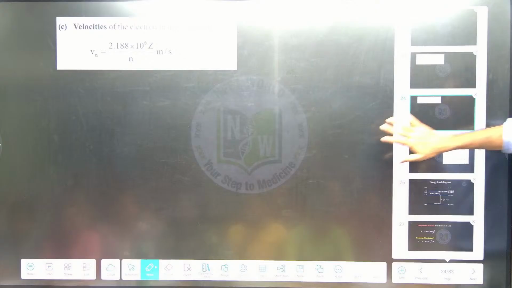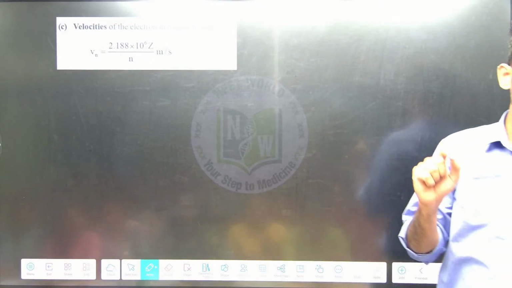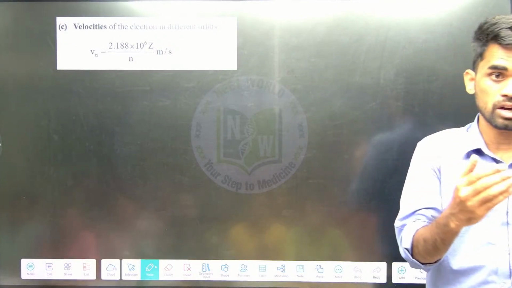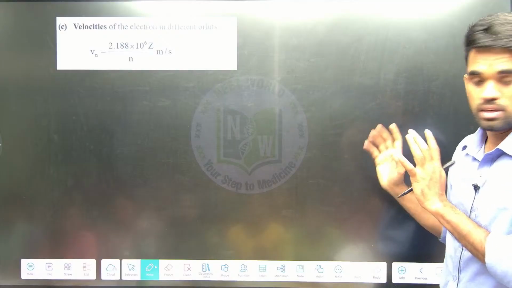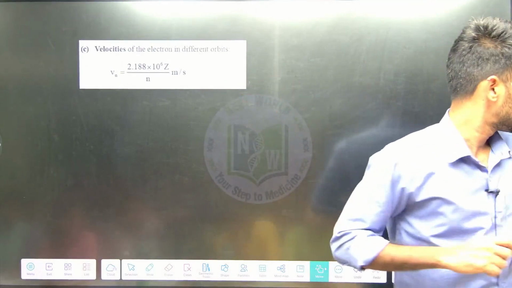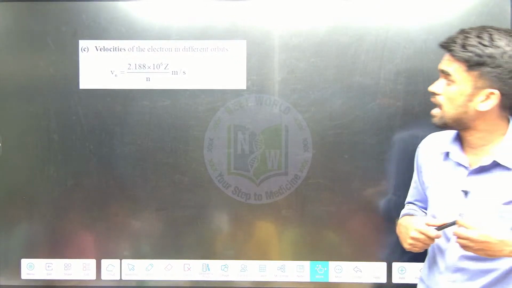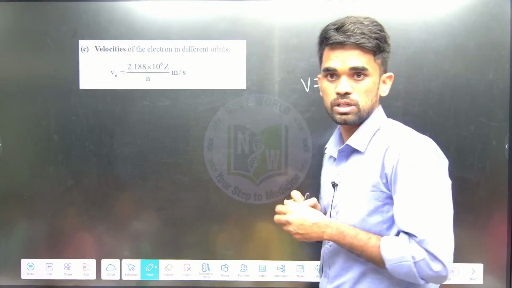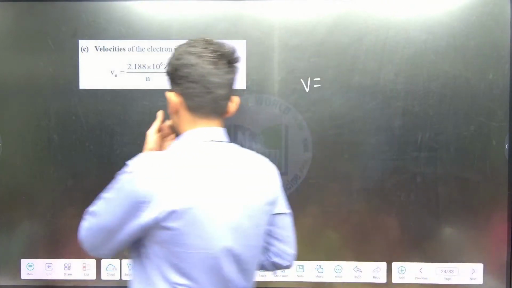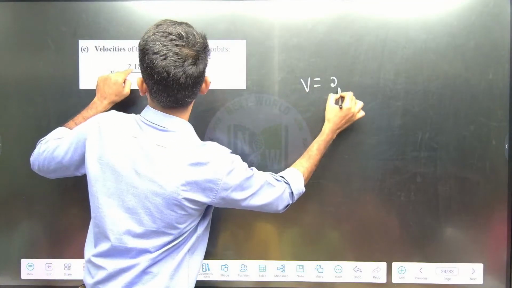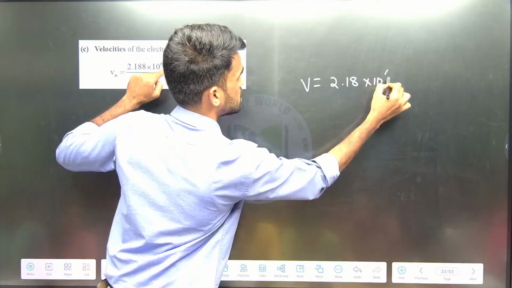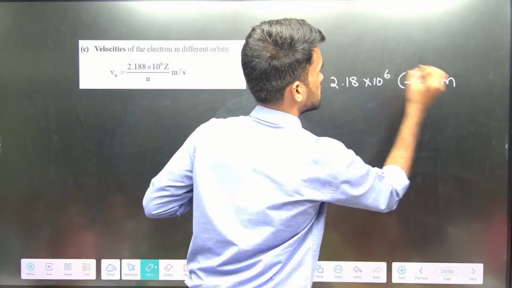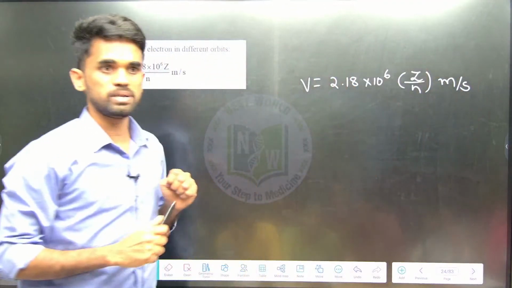The next formula is about velocity. The radius formula you got is n square by Z. You are going to solve many questions related to this. Now the next one is velocity. The formula is V equals 2.18 into 10 power 6 Z by n, in meters per second. Velocity means meter per second only, no?